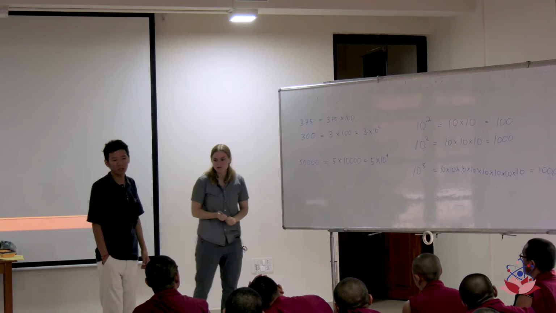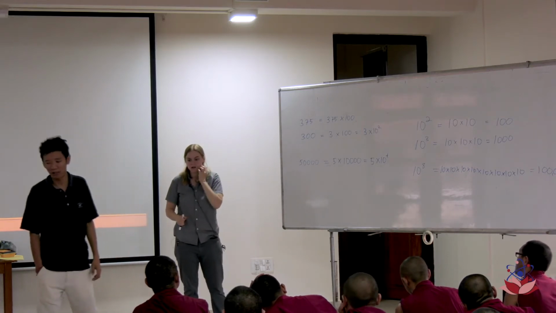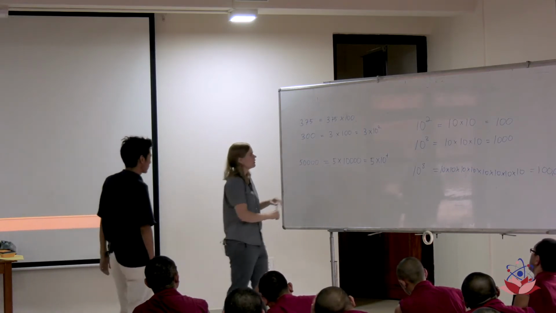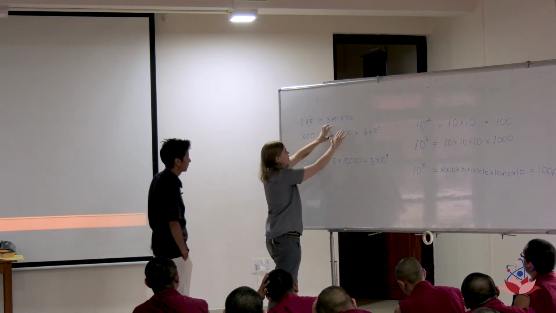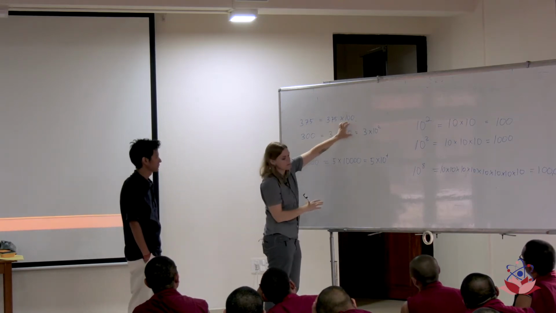But the rule is obeyed. This number is between 1 and 10, and this is a power of 10.